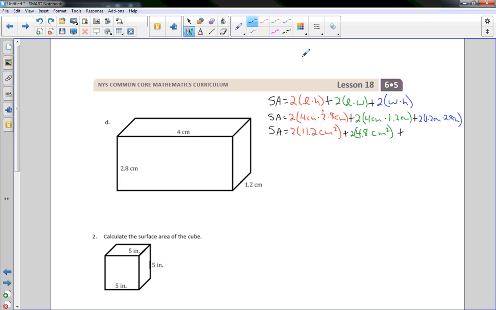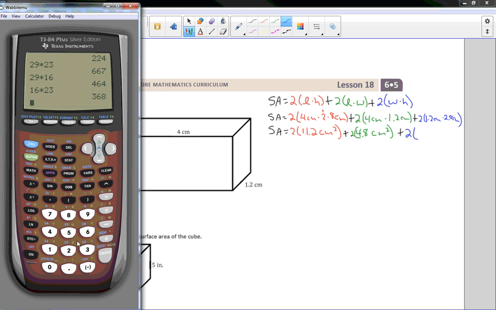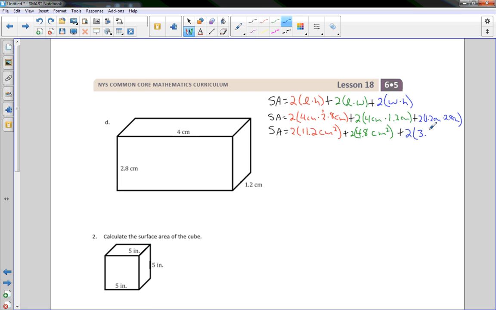Plus 2 times 1.2 times 2.8. 1.2 times 2.8 is 3.36 centimeters squared. Surface area equals, now I multiply by my 2's, and that'll be 22.4 centimeters squared, plus 2 times 4.8 is 9.6 centimeters squared.